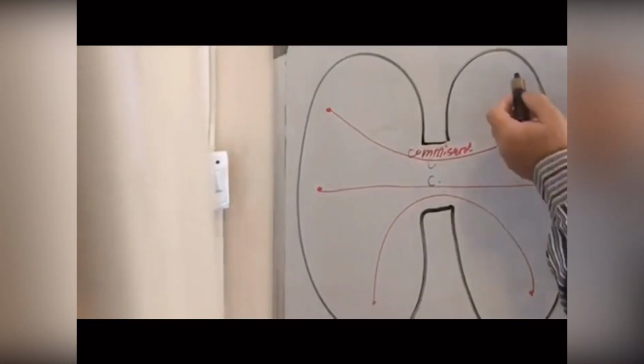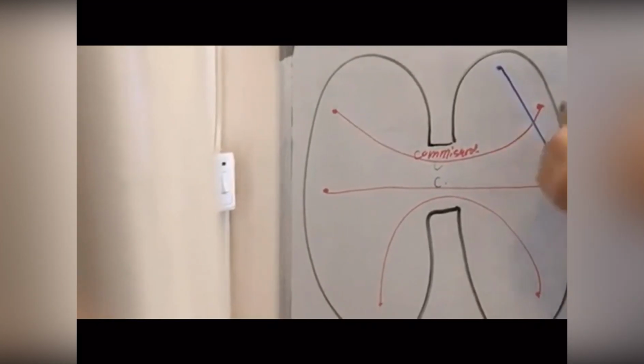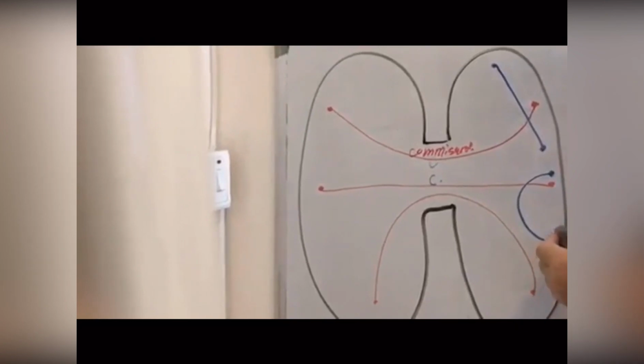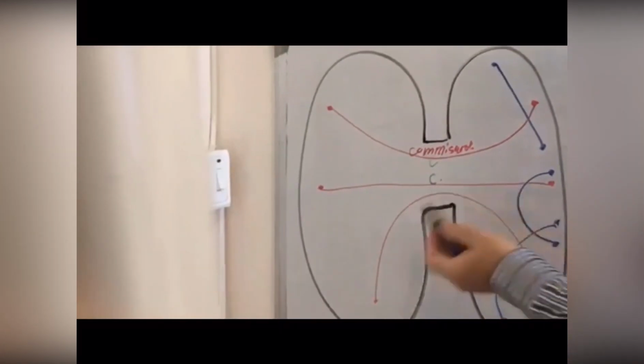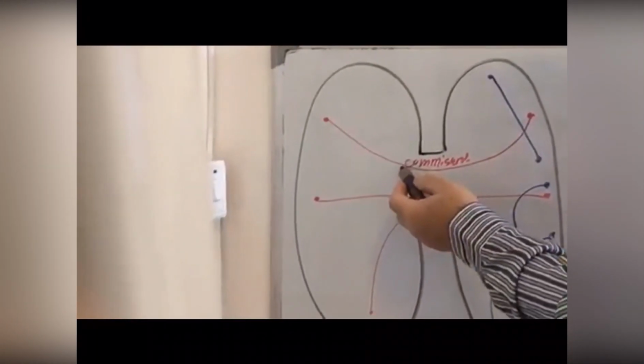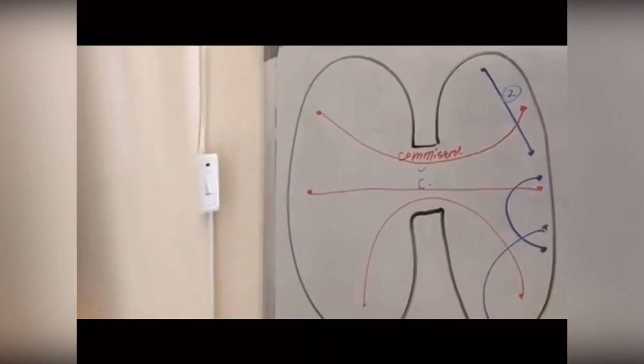The second type of fibers, we call them association fibers. They connect one part of a hemisphere to another part of the same hemisphere. They are not crossing. So this is one, commissural. The second one, they are association fibers.